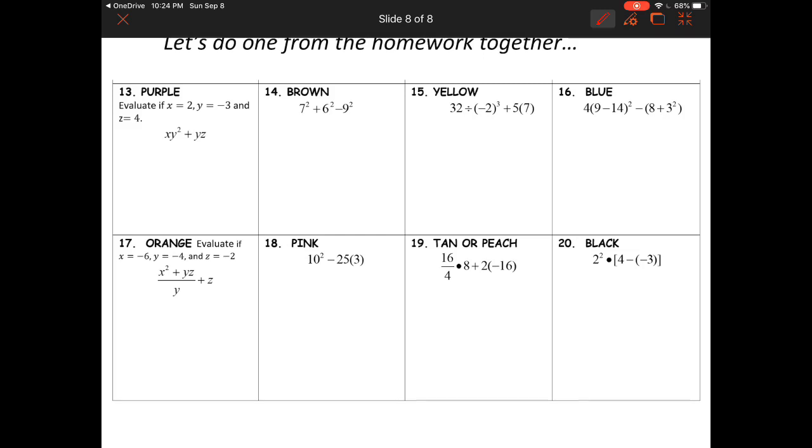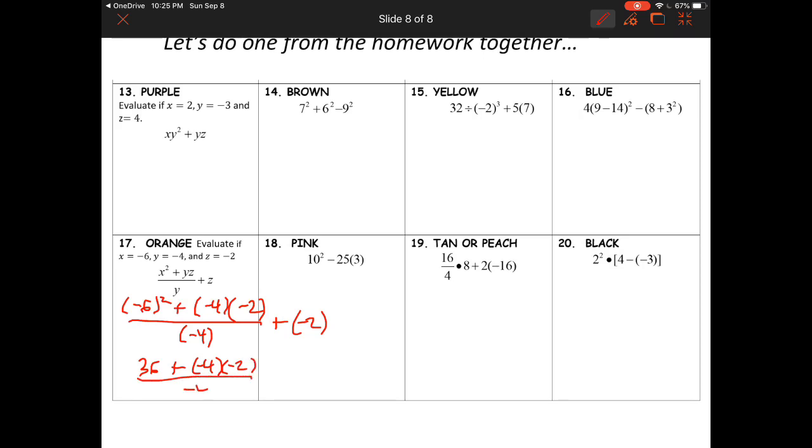I might have to, because I'm using my finger, use some of the space in number 18 as well. So when we plug in, negative 6 squared plus negative 4 times negative 2 all over negative 4 plus negative 2. So yeah, a lot of plugging in. So notice we need to follow the order of operations, so exponents first, then multiplication and division, etc. So negative 6 times negative 6 is 36 plus negative 4 times negative 2 all over negative 4.